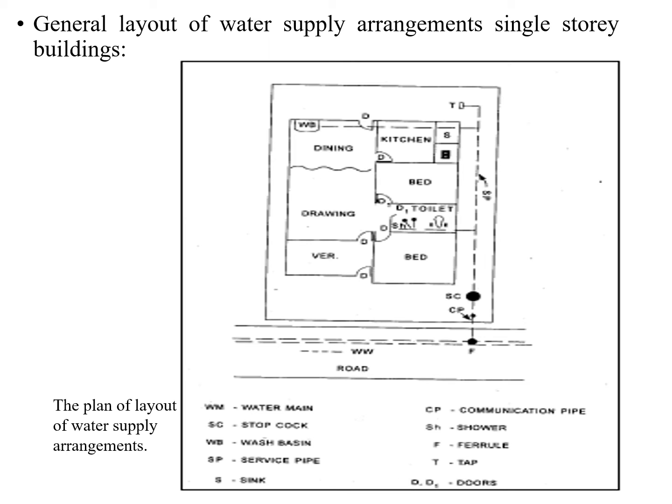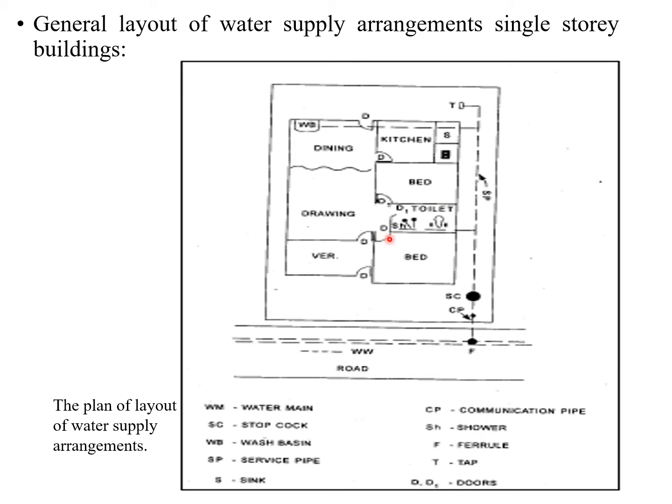So this is again the general layout of a water supply arrangement for a single-story building. So the water main is there. In that, a stop cock has been connected. Then the wash basin, the location of my wash basins, and the service pipe will be provided. SP is the service pipe. Again the sink is being provided in the kitchen. Communication pipe. You can see that this is a communication pipe.